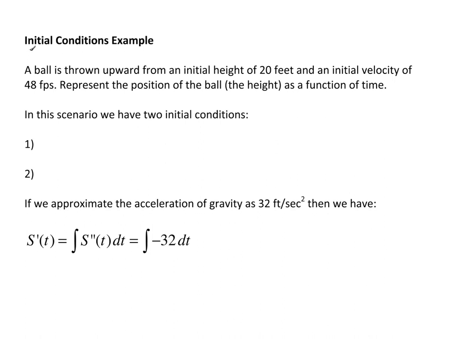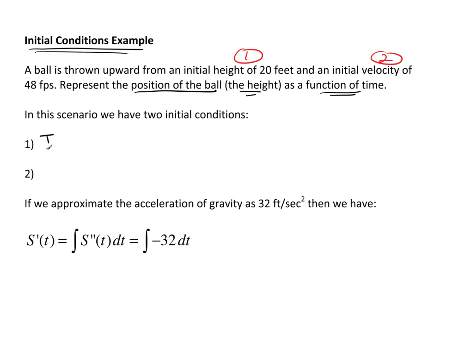So let's take a look at an example that uses initial conditions. The example is I have a ball and it's thrown upward from an initial height of 20 feet and it has an initial velocity of 48 feet per second. Now I want to represent the position of the ball, which means the height of the ball, as a function of time. Now I was actually given two different initial conditions. I have the initial height, there's one of them, and I have the initial velocity, there's two.